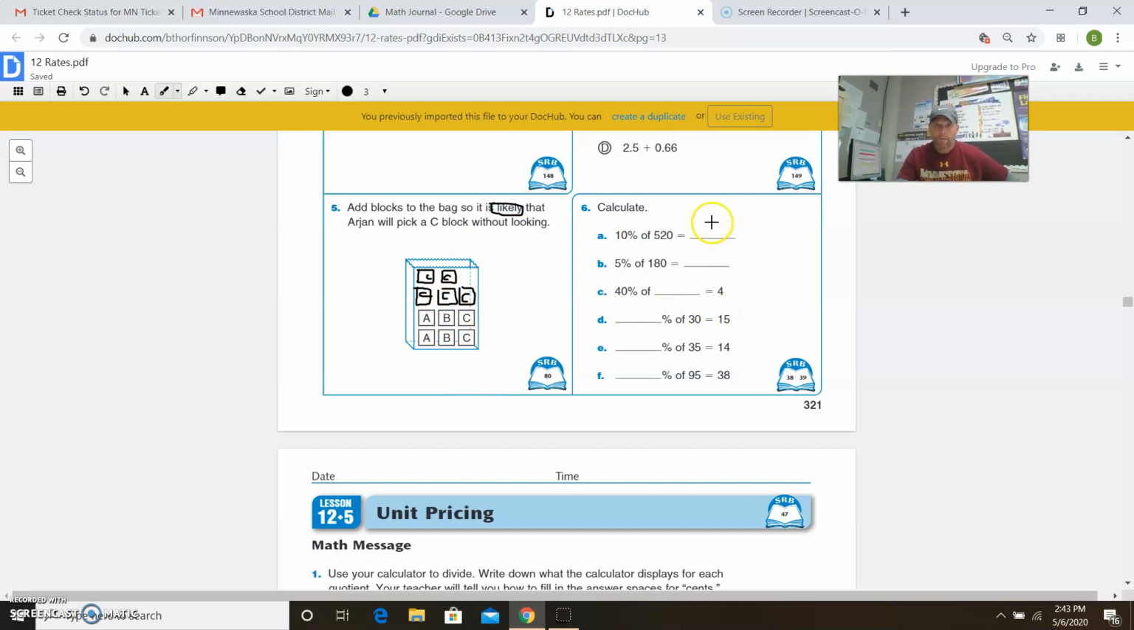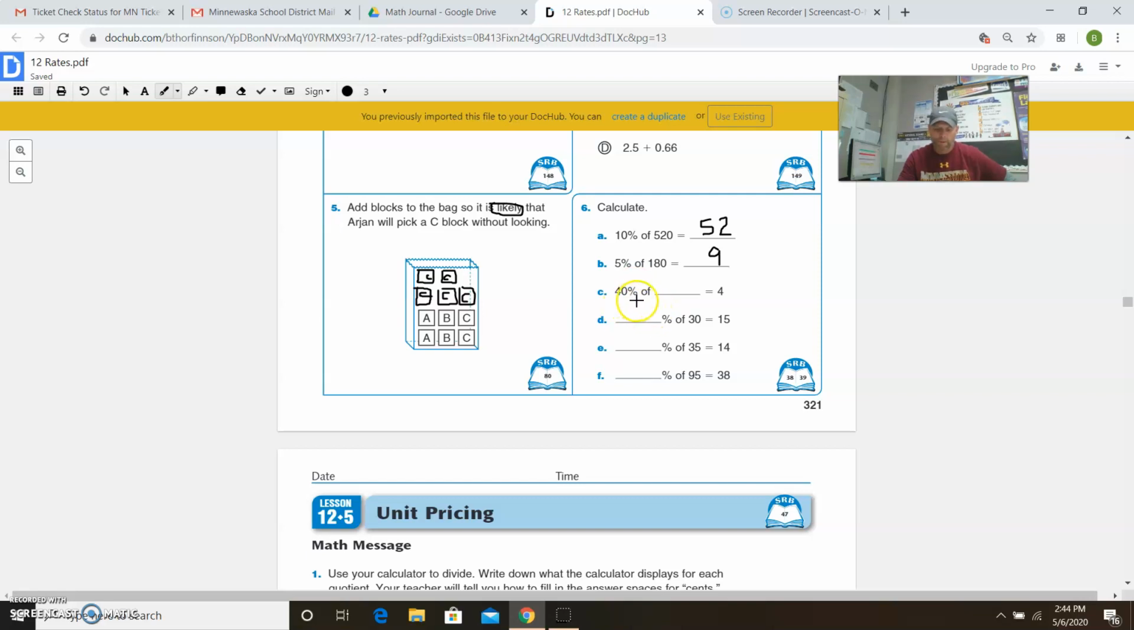10% of, remember, you change a percent to a decimal and multiply. Percent to a decimal and multiply. 10% of 520 is 52. 10% of 180 would be 18. Okay, so 5% is half of 10%, so half of 18 is 9. These problems, they've given us these a lot with a 10%, and then they followed up with a 5%.